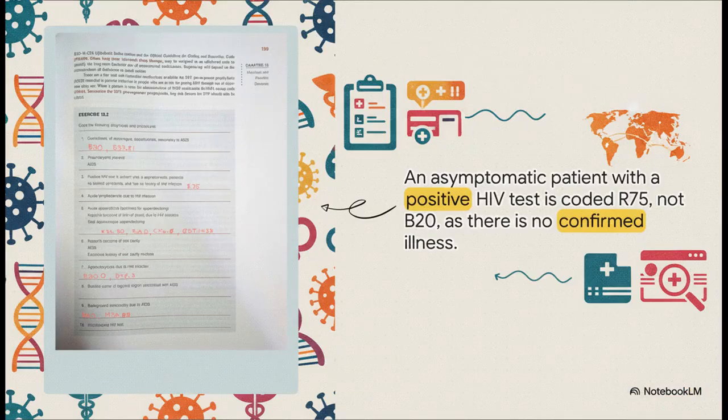And check this out. This example from a training manual just nails it. A patient has a positive HIV test, but they feel fine. They're asymptomatic. The right code isn't B20, which means HIV disease. Nope. It's R75, which basically just says the lab results are inconclusive. See the difference? It's not a clinical diagnosis yet. That level of precision is absolutely vital.